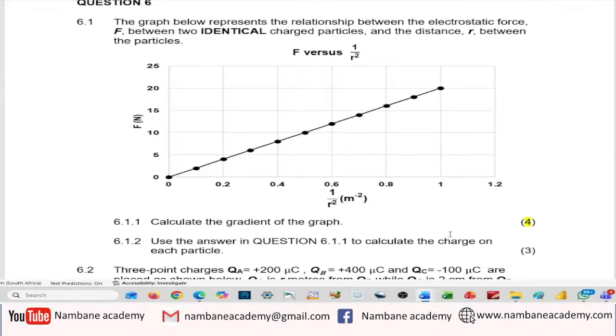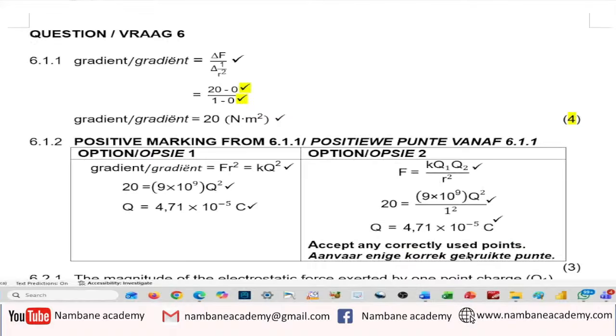So for that, we'll then have 1 mark for substitution in the numerator and 1 mark for substitution in the denominator. That is 20 minus 0, 1 minus 0. And then the gradient of the graph will be 20 without the units, Newton meter squared. But if a learner gives the unit, then after working them out, we can accept, colleagues, is okay. So 1 mark for the formula, 1 mark for substitution in the numerator, 1 mark for substitution in the denominator, and 1 mark for the answer for gradient.